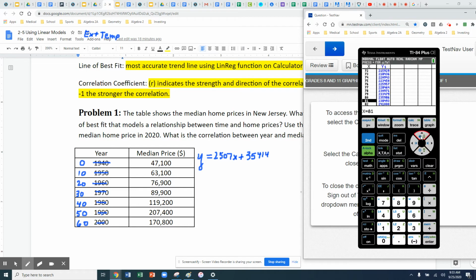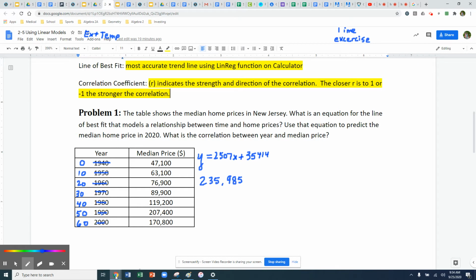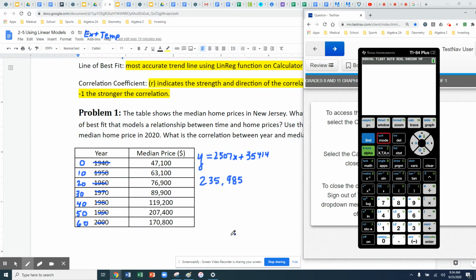So I can go down to where 80 years is, and that's going to be my median home price in 2020. Sometimes the numbers don't show up. If you just scroll over, you'll see the number represented down here. Here we can still see it. So my median home price in 2020 is going to be $235,985.